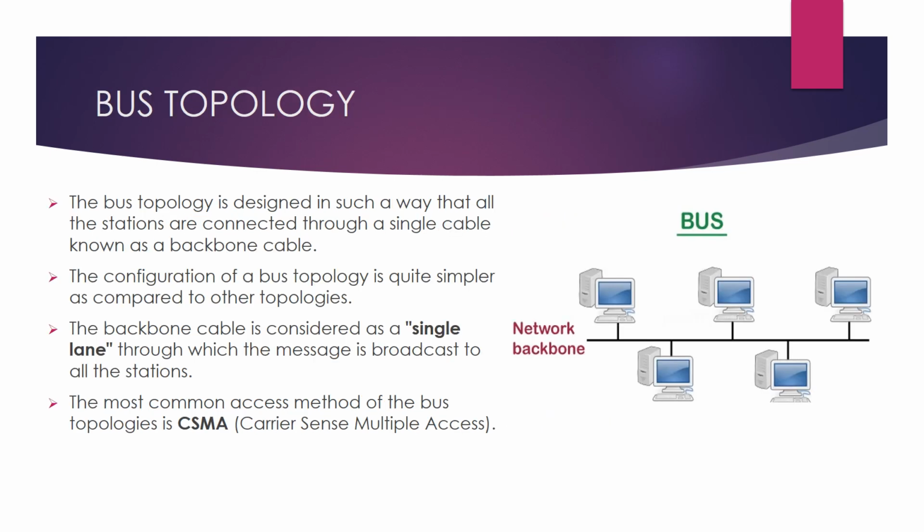The first one is bus topology. This is the simplest type of topology, and it's designed in such a way that all the stations, hubs, or devices are connected through a single cable known as the backbone cable. The configuration of a bus topology is quite simple compared to other topologies because the backbone cable is considered a single lane, through which the signal is broadcast to all the stations. The most common access method of the bus topology is CSMA, Carrier Sense Multiple Access.